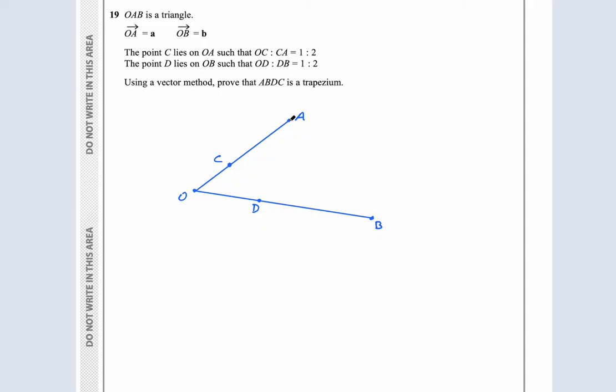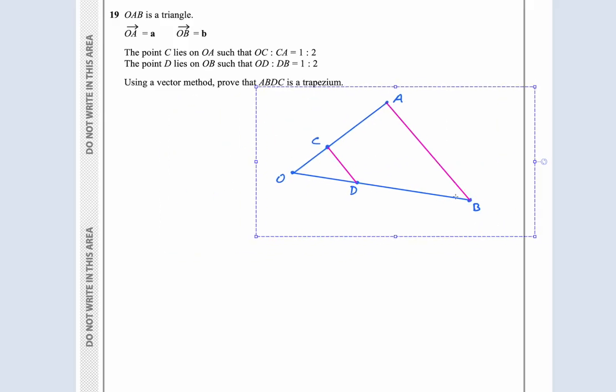If it's a trapezium, we know the definition, guys: CD and AB are parallel. Definitely OA and OB are not going to be parallel. So we need to show that those two are parallel, and then we have a trapezium. Okay, so I'm going to write that down just so we're clear on what we're doing.